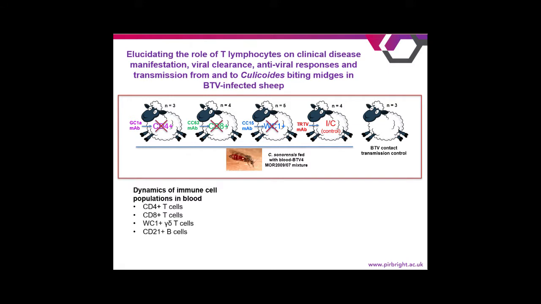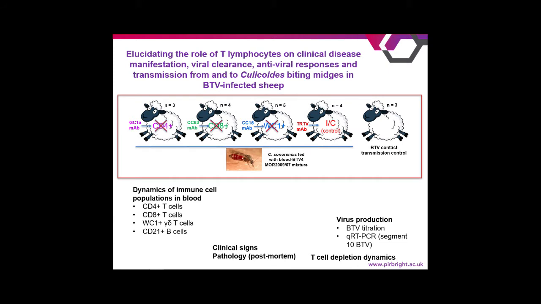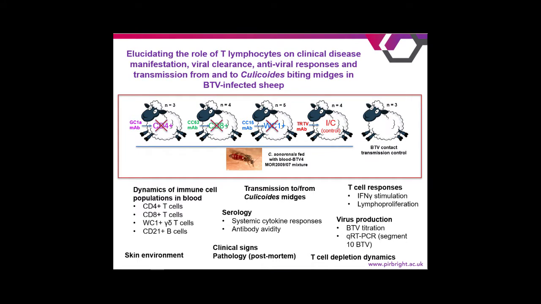So we're going to look at the dynamics of immune cell populations in the blood, both T cells and B cells, the T cell depletion dynamics, the clinical signs and pathology at post-mortem, the virus production through titration and PCR, the transmission to and from Culicoides midges, and then 3 things I'm not going to talk about today are the skin environment, the serology, and also the T cell responses.